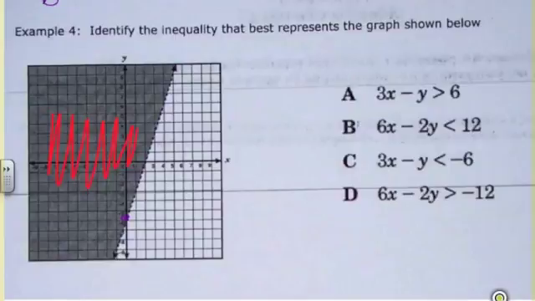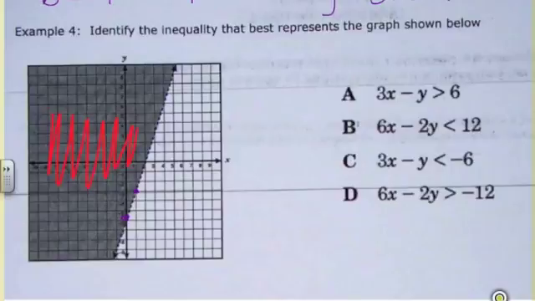My y-intercept is -6, right? And then my slope is 3. So what I'm looking for is the equation y is greater than 3x minus 6. Okay? Does everybody see how I did that?